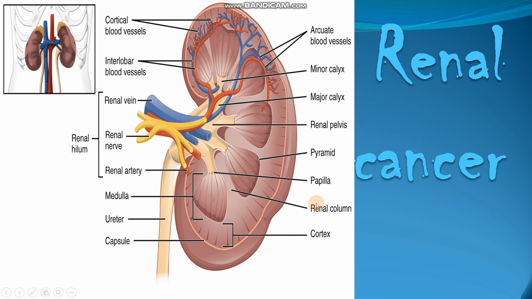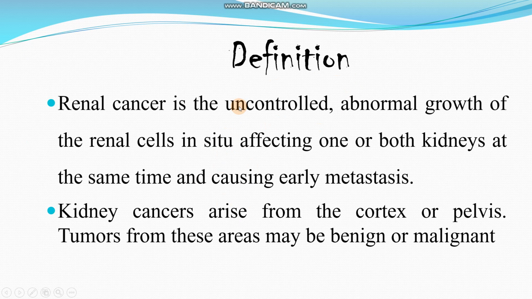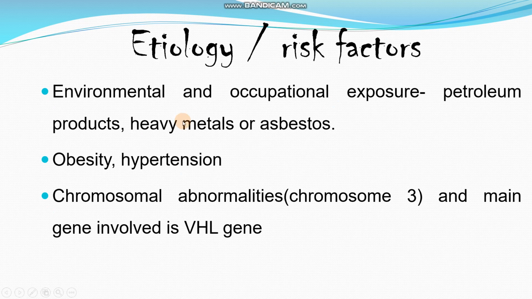The tumors can be benign as well as malignant. There are so many causes. It can be a simple cause like environmental or occupational exposure to unwanted substances like heavy metals or asbestos. And some sedentary lifestyle diseases like obesity and hypertension are also considered major causes.